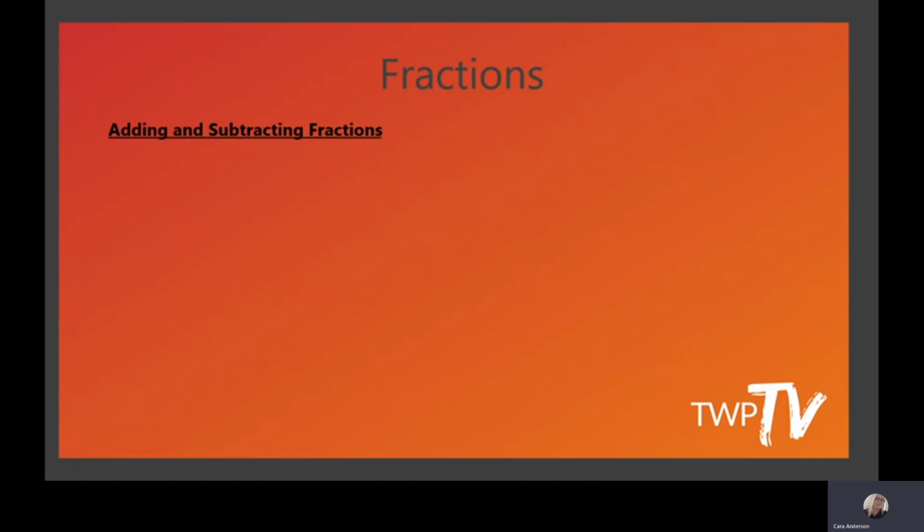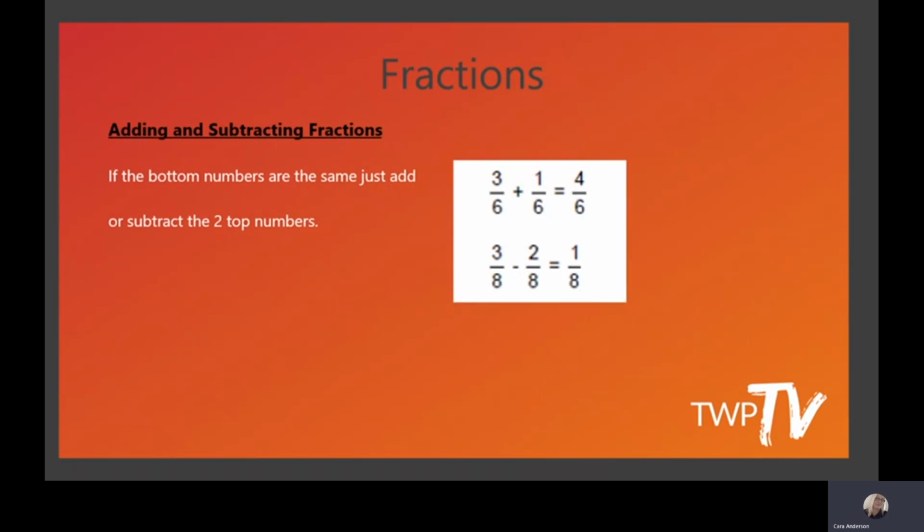Okay, so we're now going to look at adding and subtracting fractions. If the bottom numbers are the same, you just add or subtract the top two numbers. Nice and easy. So if we've got 3/6 and we want to add it to 1/6, the top numbers get added together. So 3 plus 1 is 4. The bottom numbers remain the same, so you just carry that 6 over. So you can clearly see you've got 3/6 and 1/6. You've got 4/6 in total.